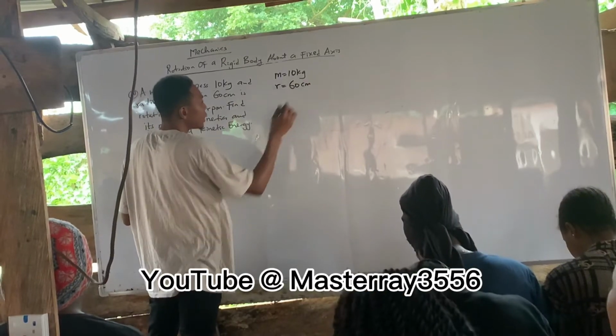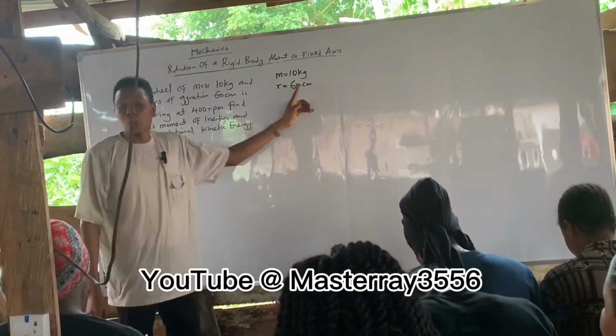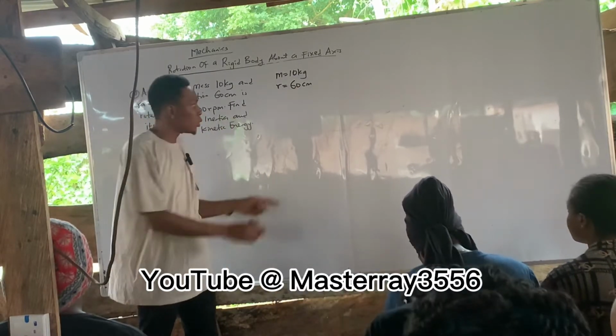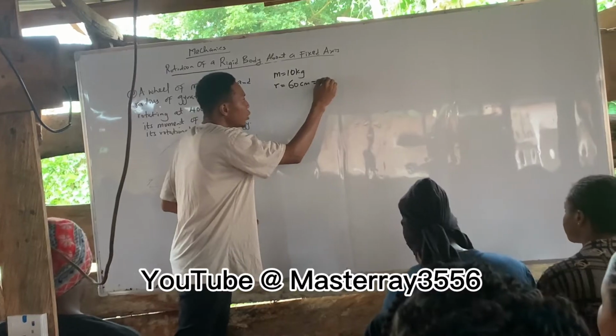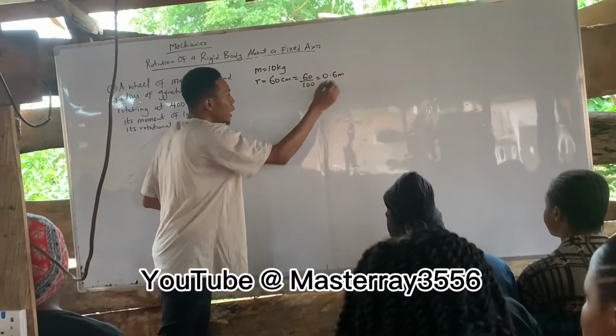60 centimeter. Okay, what do we do? Convert to meter. How do you convert to meter? Divide by 100. So 60 over 100 equals 0.6 meter.